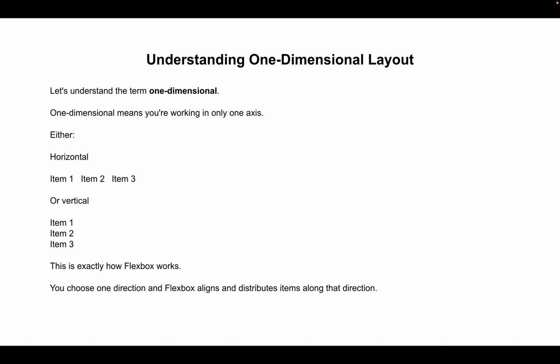Understanding one-dimensional layout. Let's understand the term one-dimensional. One-dimensional means you are working in only one axis. That means you are working horizontally or vertically, the x-axis or y-axis at one time, not both at the same time. This is exactly how Flexbox works. You choose one direction and Flexbox aligns and distributes items along that direction.